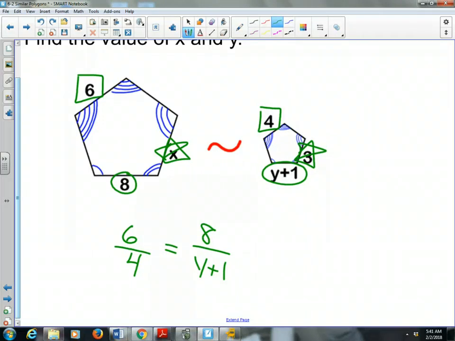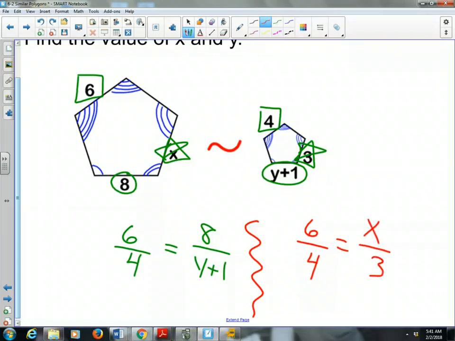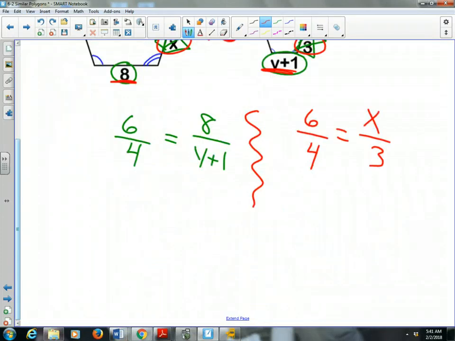Now I can cross multiply and solve. I'm going to do the same thing to find the value of x. So I'm going to solve this proportion on the left. I'm also going to set up 6 over 4, because those two correspond. 6 over 4 equals x over 3. And 6 over 4 equals 8 over y plus 1. The side lengths are proportional. All right, we set up our proportions.